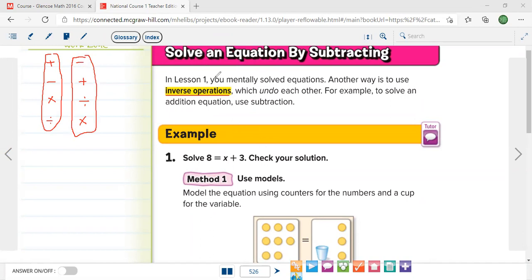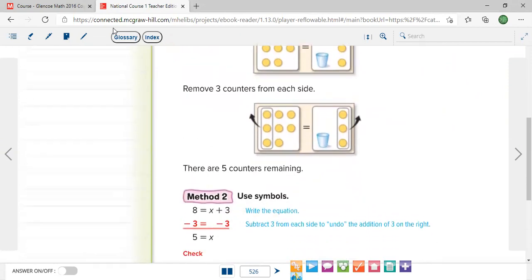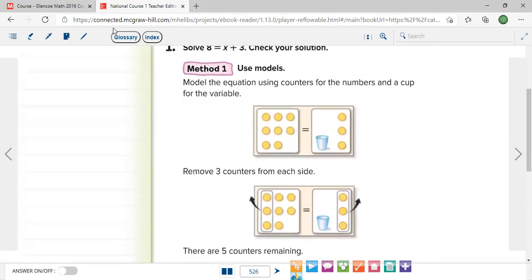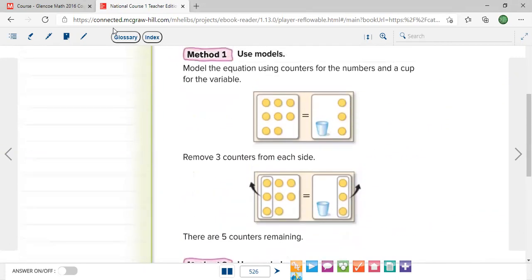So in lesson number 1, you mentally solved equations. Another way is to use inverse operation, which undo each other. For example, to solve an addition equation, we will use subtraction. Let's see how. The book is introducing two methods.